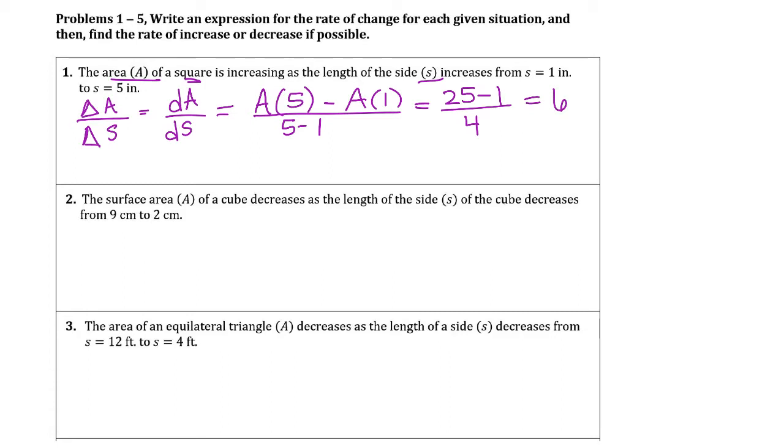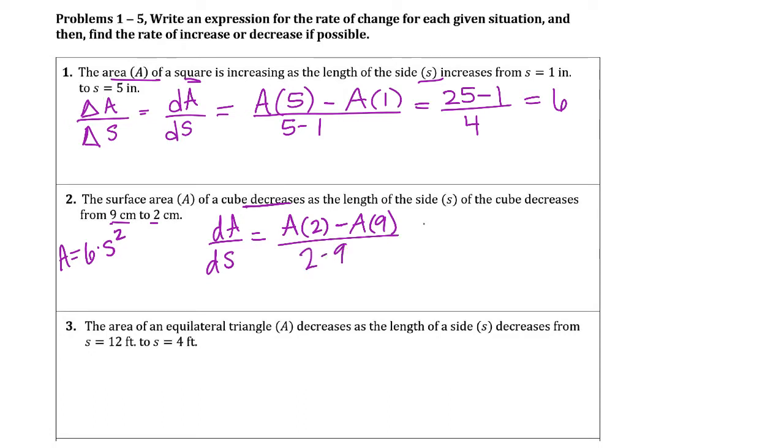Now for the next, the surface area formula is going to be 6 times the side squared. And it's the same idea. We're talking about the rate of change of A over rate of change of S. And so we're going to have A at 2 minus A at 9. And notice I've got these backwards, but it's because we are decreasing. And that's going to be all over 2 minus 9.